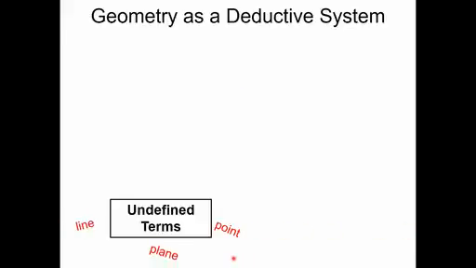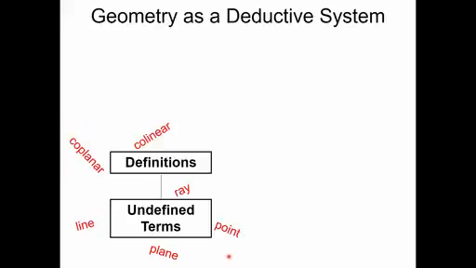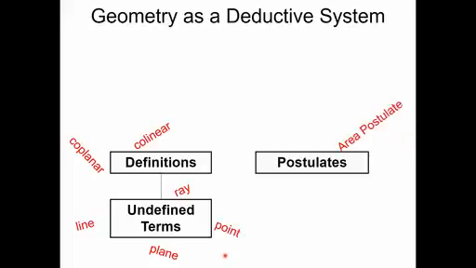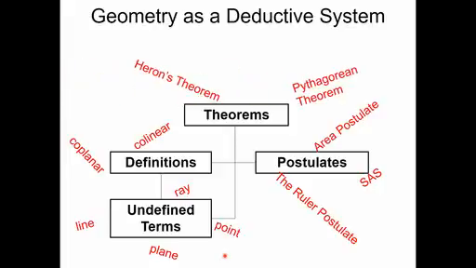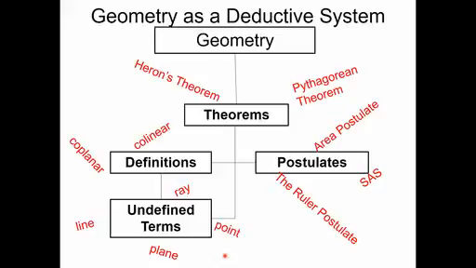So one more way to look at geometry as a deductive system, we can start with undefined terms. We need to. We can use those to define other words. We have to accept certain statements, certain postulates, without proof. And there are three of them mentioned. We'll be looking at those as the year goes on. The ruler postulate, the area postulate, the side angle side postulate. We could take all three of those and we end up creating some theorems like Heron's theorem, or one that you probably know, the Pythagorean theorem. All of those together end up giving us geometry.